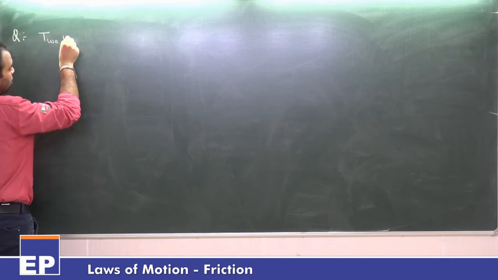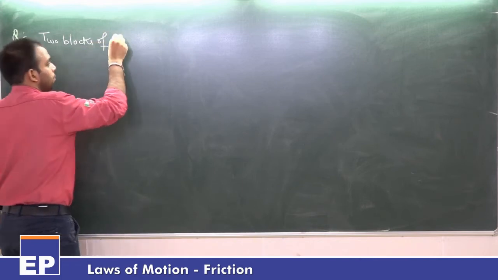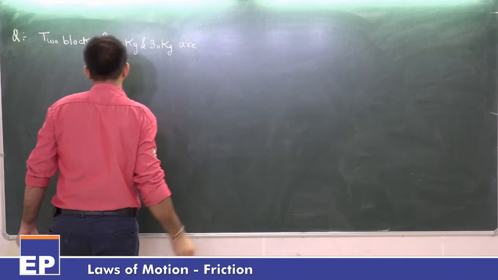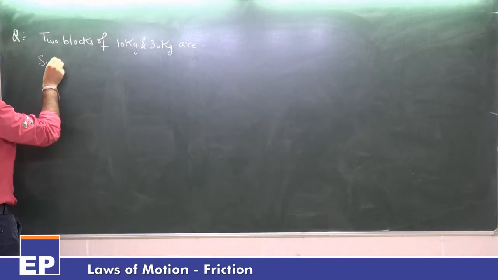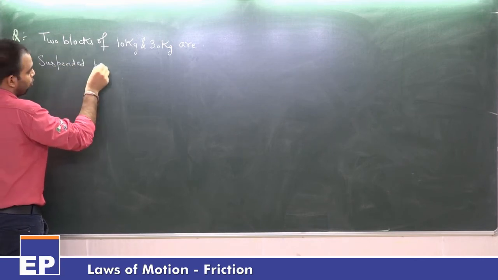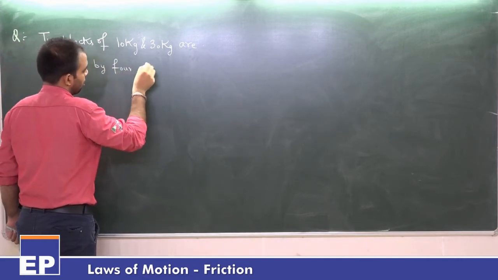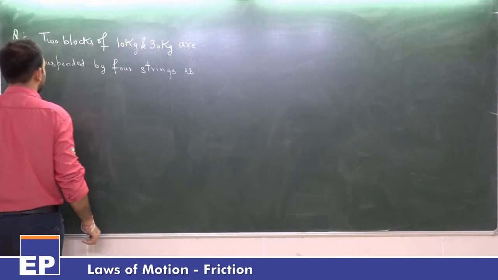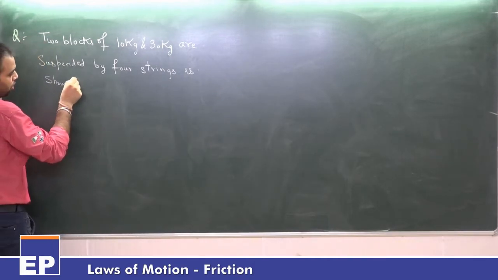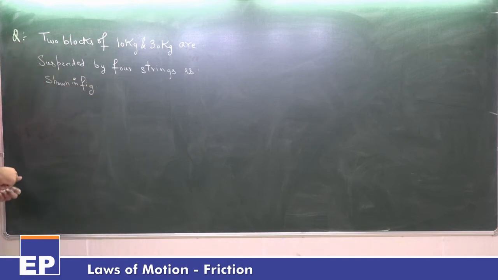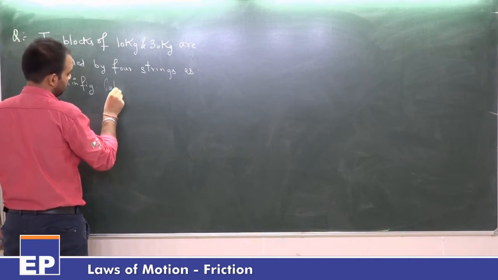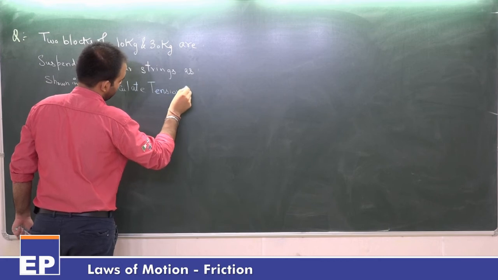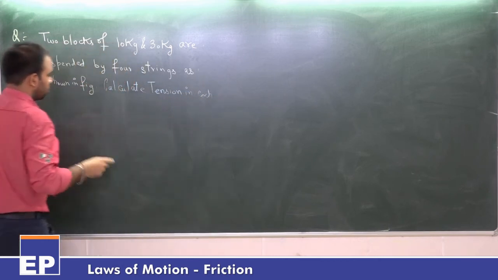Two blocks of 10 kg and 30 kg are suspended by 4 strings as shown in figure. Calculate tension in each string.